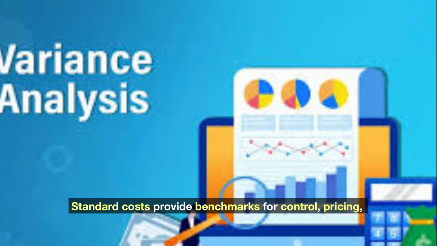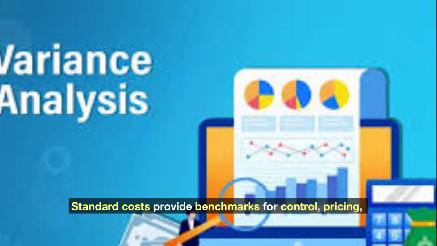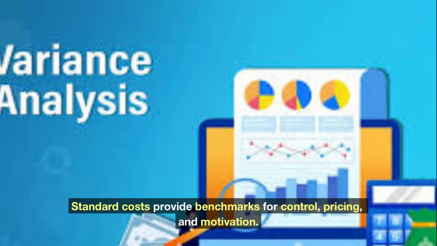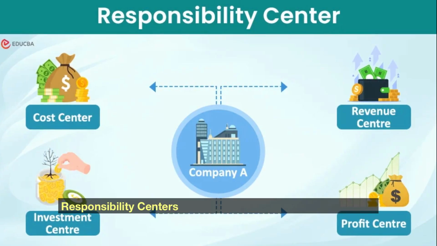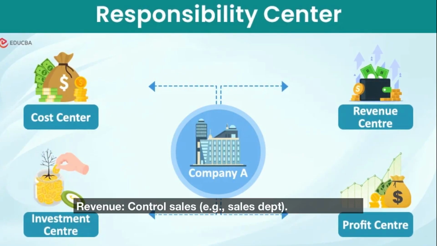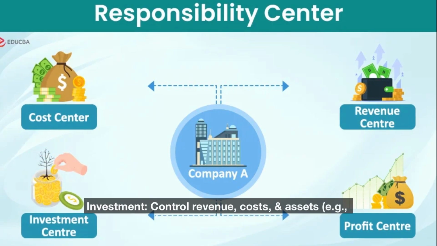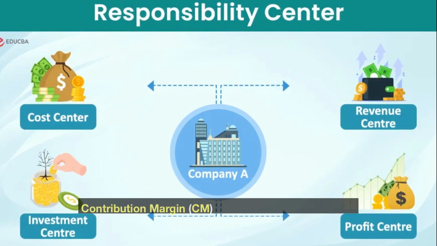In this course, we'll also talk about why we use standard costs. Well, we do that because it provides us an ability to benchmark for control, for pricing, and to increase motivation. Next in this course, we examine responsibility centers. So you should know the difference. There are four of them: a cost center, a revenue center, a profit center, and an investment center.